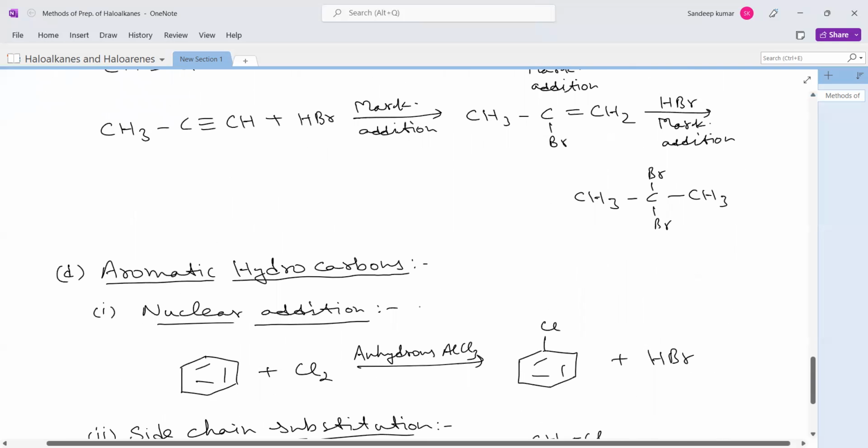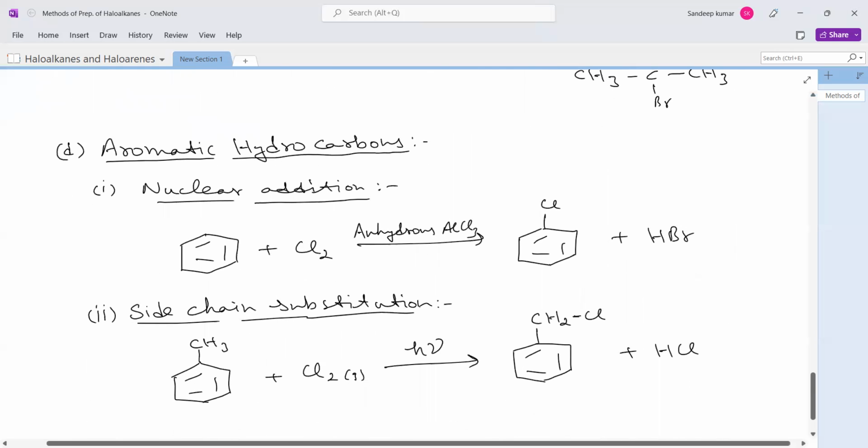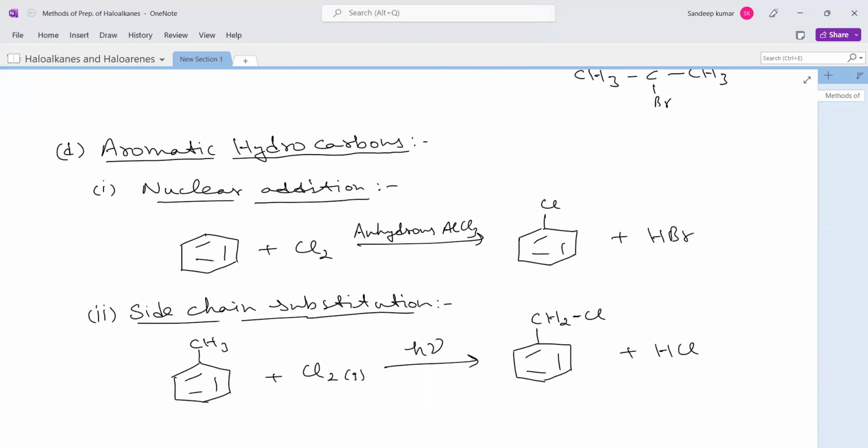Then come the aromatic hydrocarbons. Aromatic hydrocarbons can be converted into haloarenes by two methods. One is nuclear addition, or substitution rather, as the hydrogen atom of the benzene ring is getting substituted over here. So instead of addition, if we write substitution, that will be much better.